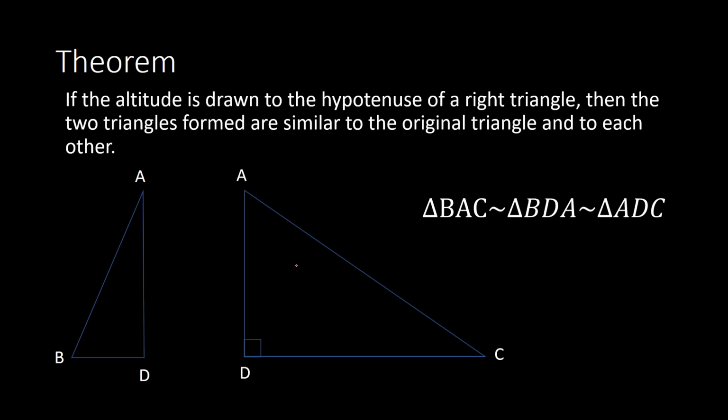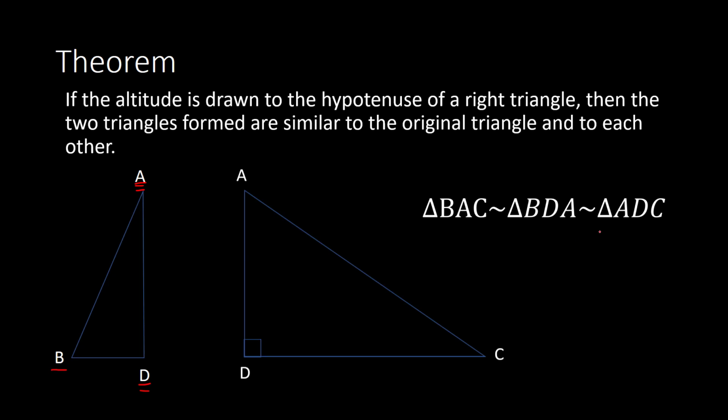Remember, similar means that we have shapes that look the same but may have different sizes. With similar shapes, all the angles will be congruent and the sides are going to be proportional. And take note as well of the different vertices that are paired up. Looking at the triangle on the left, triangle BDA, we have B and then D and then A.